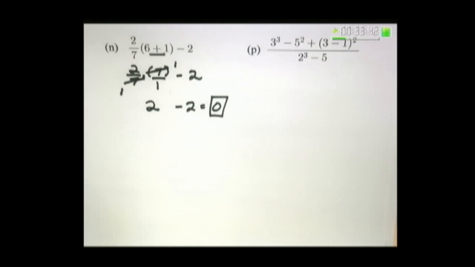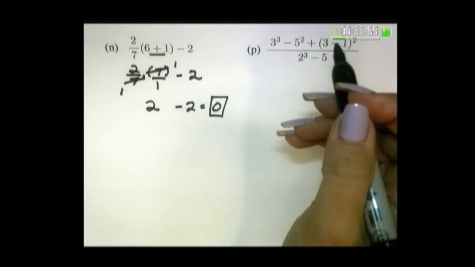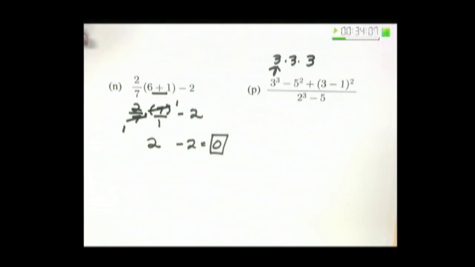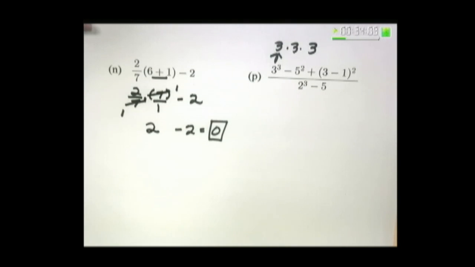Looking at P, I have 3 to the 3rd power. Now 3 is your base, the big 3 is the base, the little 3 is the exponent. We never multiply the base by the exponent. That's not what that says. The exponent 3 tells you that there are 3 3's multiplied together. So 3 times 3 is 9, and 9 times 3 is 27. So 3 to the 3rd power is 27.